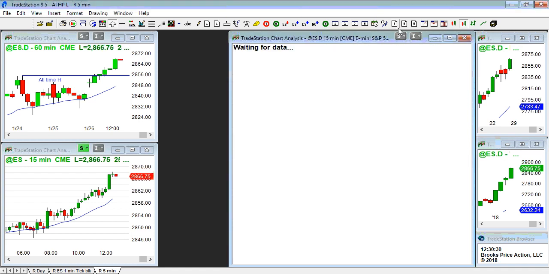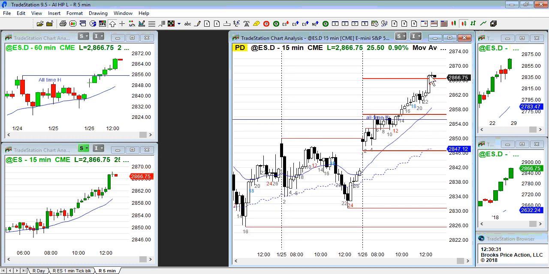On the 15-minute chart, you can see the best looking bull bar since over here, about 20 bars. Probable exhaustive buy climax. But that simply means end of the bull trend. It doesn't mean conversion into a bear trend.